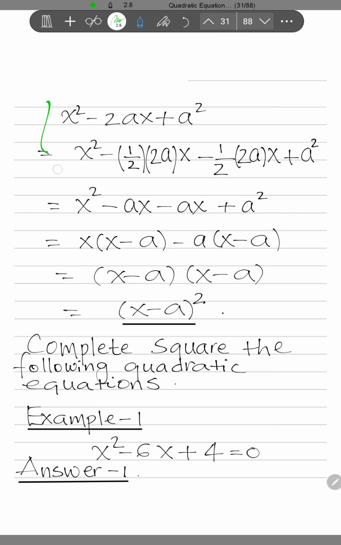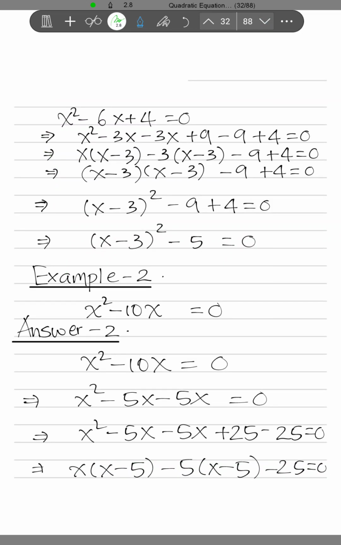This is what we have done. Nothing much on this. Let's do now the exact example here. X squared minus 6x plus 4 is equal to 0. When I have x squared minus 6x plus 4 is equal to 0, I do the same thing.